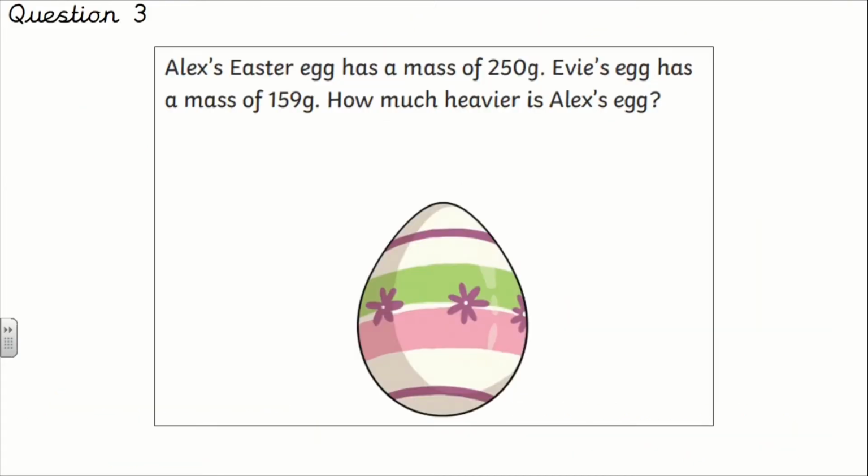Question 3. Alex's Easter egg has a mass of 250 grams. Evie's egg has a mass of 159 grams. How much heavier is Alex's egg?